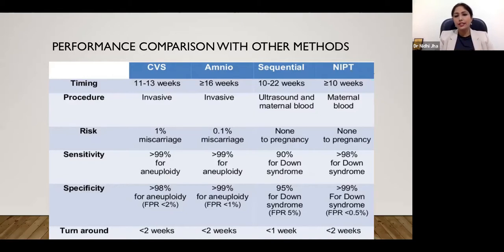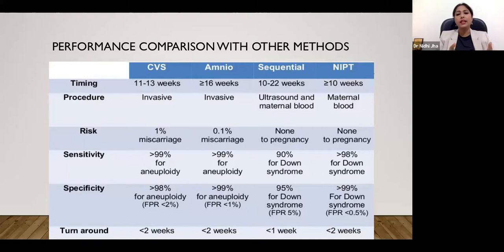Procedure: CVS is invasive, amnio is invasive, sequential is ultrasound and maternal blood. We have talked about dual markers and all. And here it is only maternal blood. Risk: in CVS, it's high risk, 1% miscarriage risk. In amniocentesis, it's 0.1% miscarriage risk. Sequential has no risk to pregnancy because it is non-invasive, and the same with NIPT, non-invasive, so no risk of miscarriage.